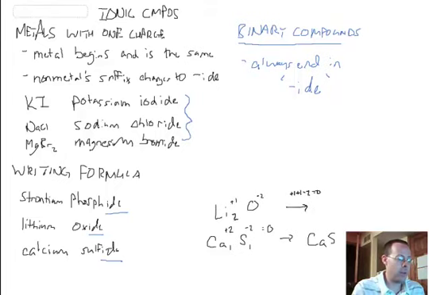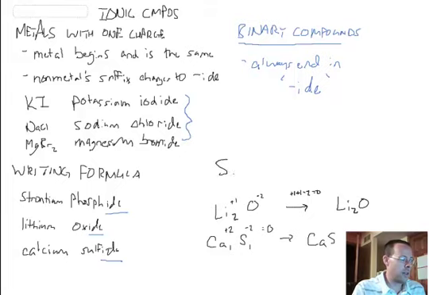So whenever you write this compound, we're really just going to write out Li2O. Our last example is going to be strontium phosphide, and it's going to look like this.